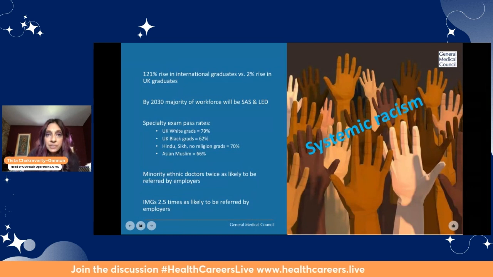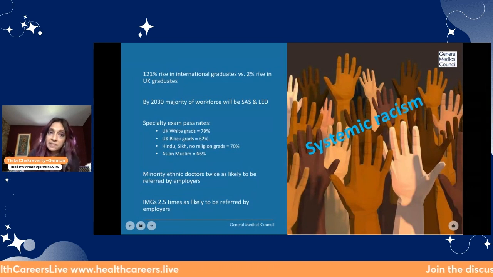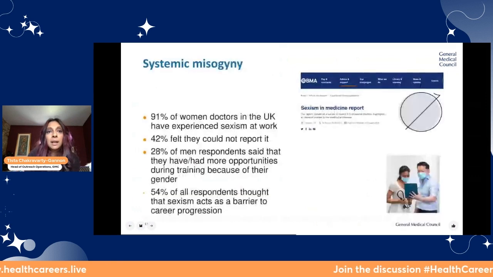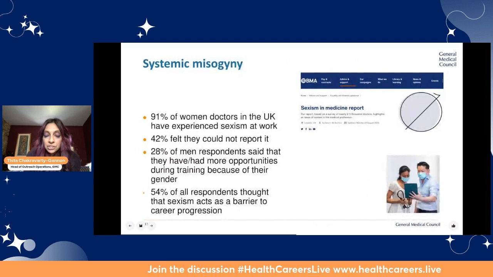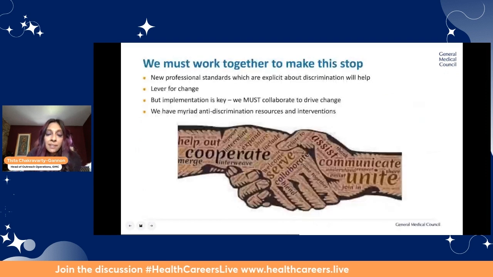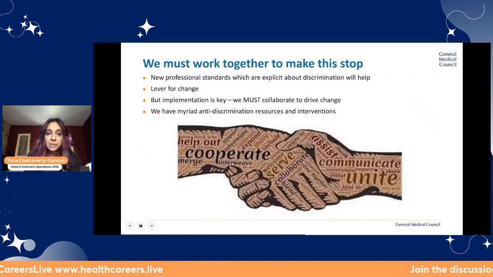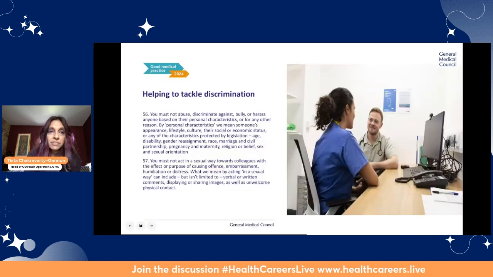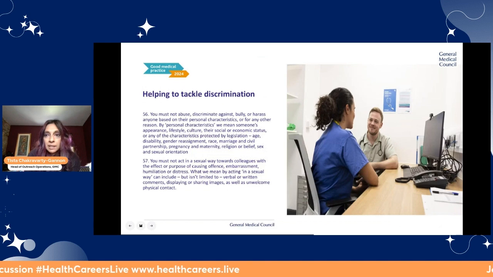I shared before the systemic racism that we have in the system. I shared before, only this slide has some more data, the systemic misogyny. I shared before that we need to work together to make this stop. So with all that in mind, earlier I shared paragraph 57 with you. I'm also going to show on the next slide paragraph 56 and 57. And again, I'll let you scan and digest these.